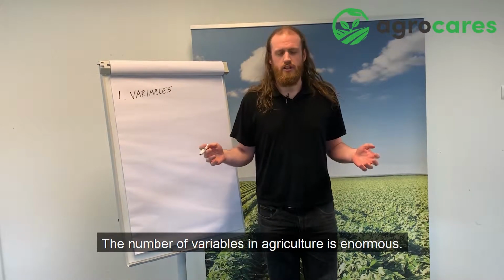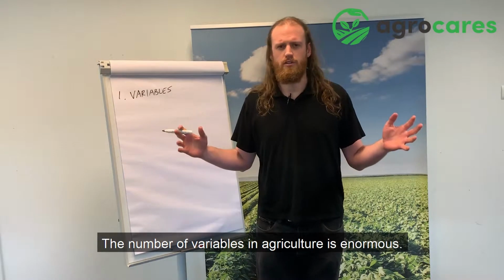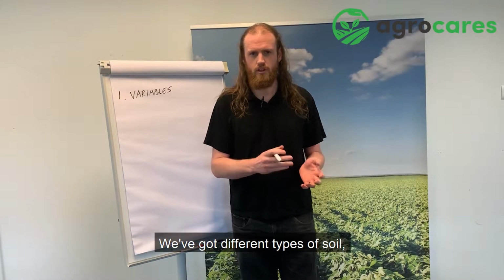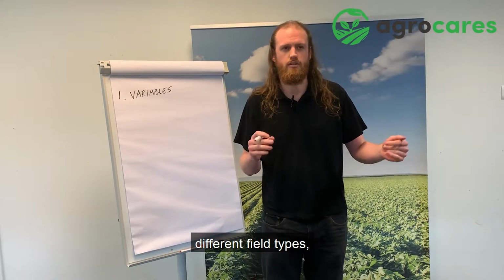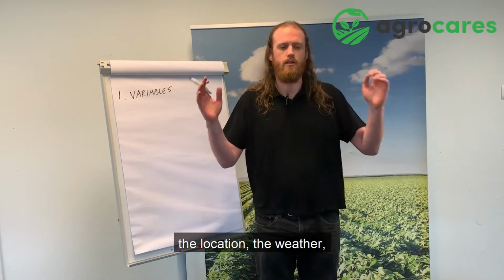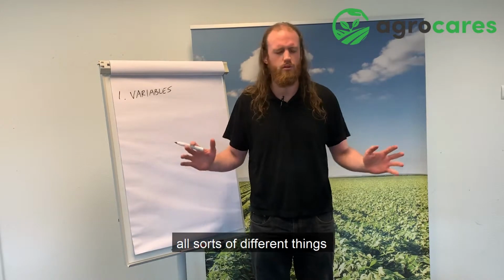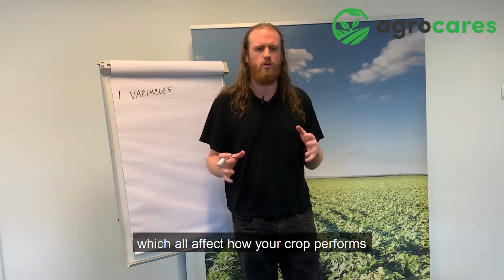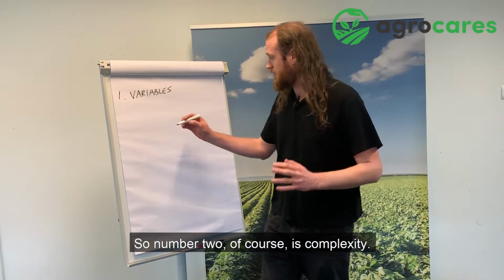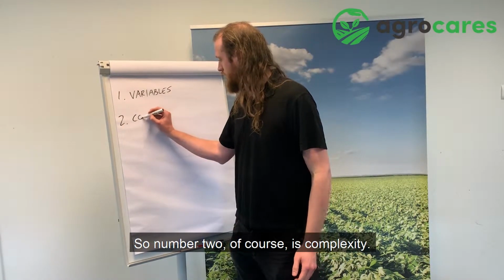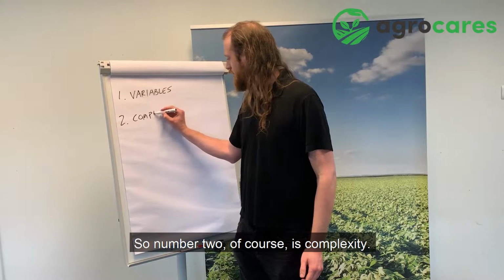The number of variables in agriculture is enormous. We've got different types of soil, different types of crops, different field types, different geography, the location, the weather, all sorts of different things which all affect how your crop performs. And of course, this is very complex. So number two, of course, is complexity.